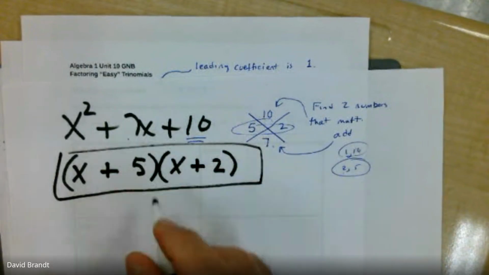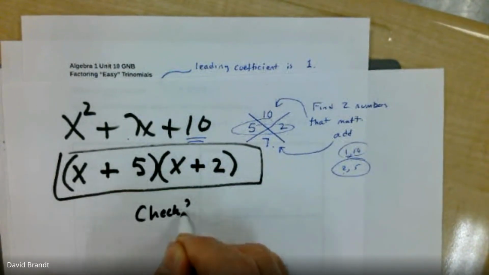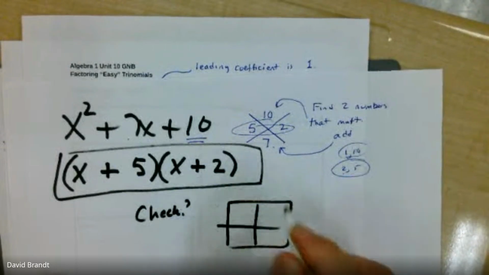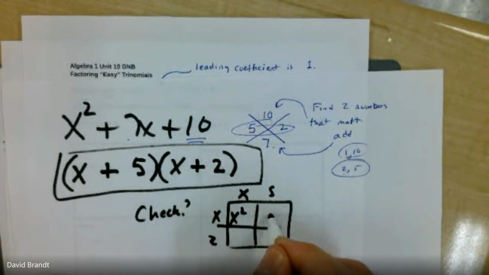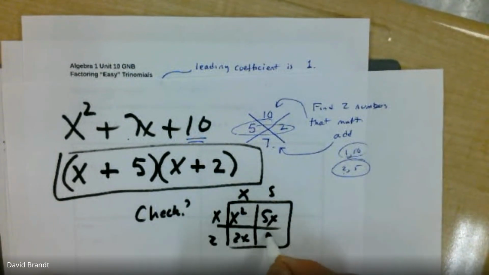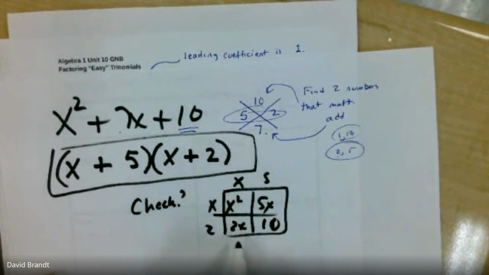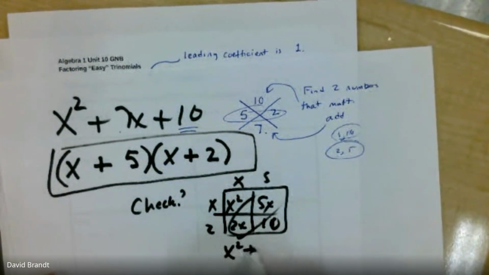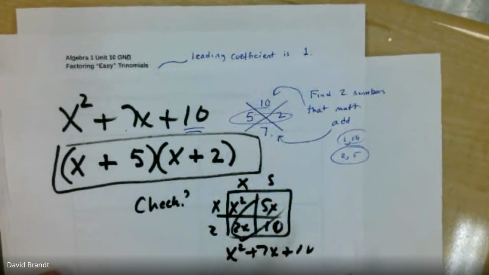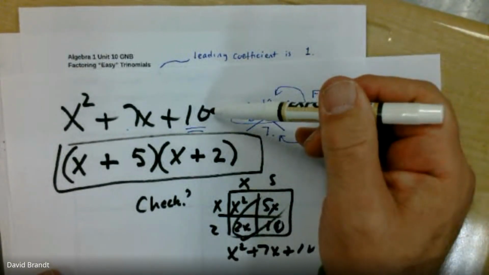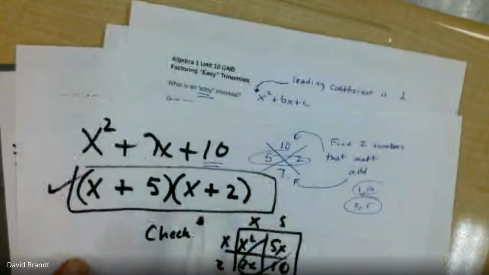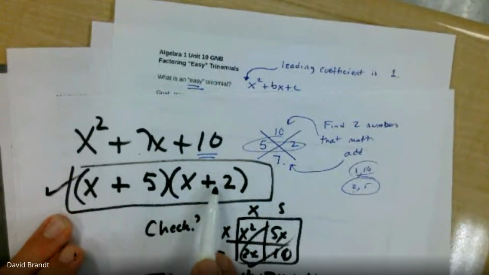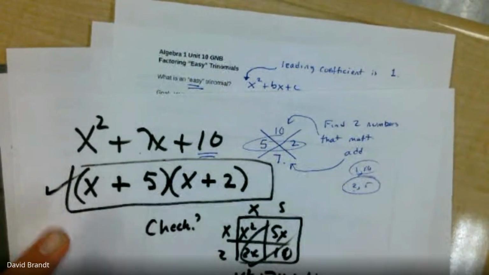All right. How do you check? What if you wanted to check? Well, you would check by doing this. You would put x and 5 and x and 2. And I'll just do it really quick. If you put that box back together, you would get x squared plus 7x plus 10. You get the original problem back again. All right. That's how you check your answer. So this is called factored form. That's what we're looking for.